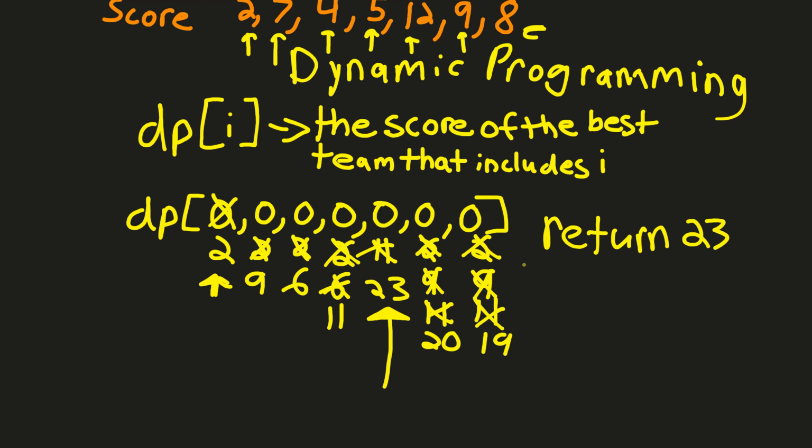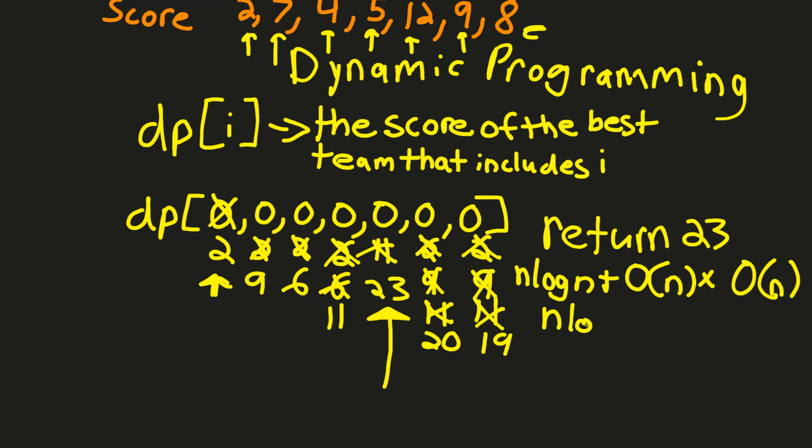Well, we first have to sort it, so that's n log n. Then we have to do our DP run. So we have to consider every individual, and then for every individual, we have to consider every other starting team. So that's going to be an O of n. So the answer is n log n plus n squared. So that's just going to be O of n squared.